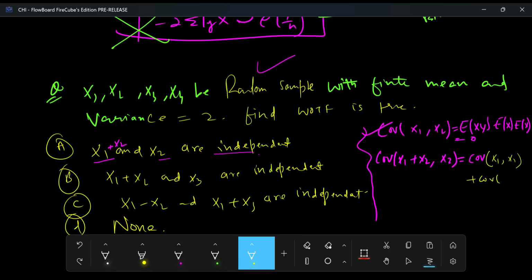plus covariance of x2 comma x2. So see, this is zero. Covariance of x1 comma x2 is zero because they are independent, so zero plus variance of x2, which is 0 plus 2. So this is not equal to 0. So these are not independent. Which one? This one is not independent.